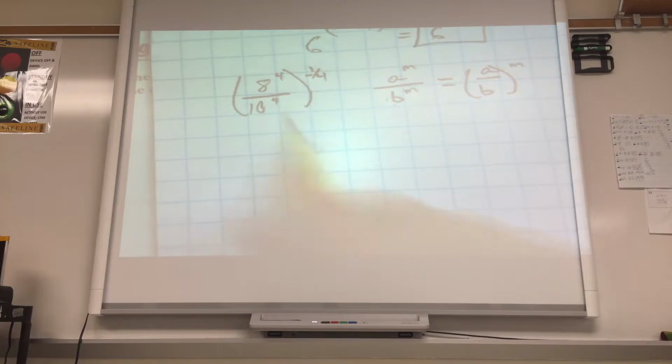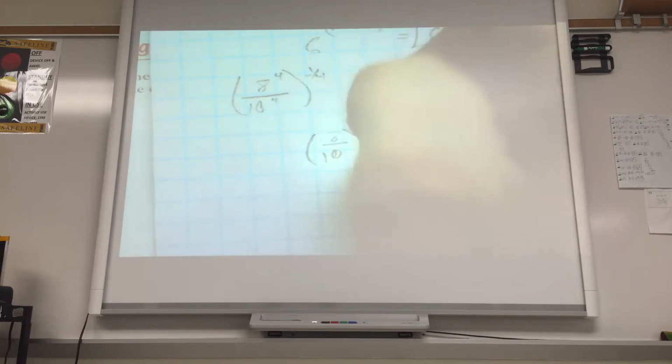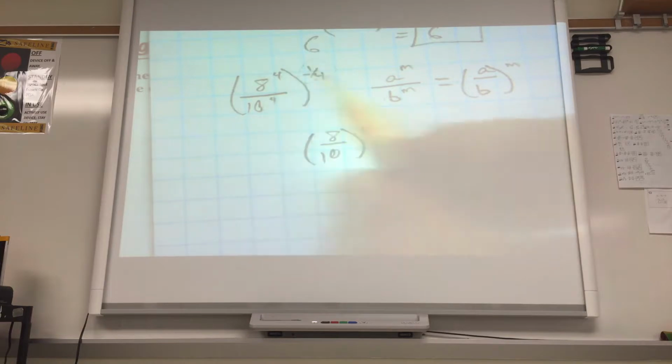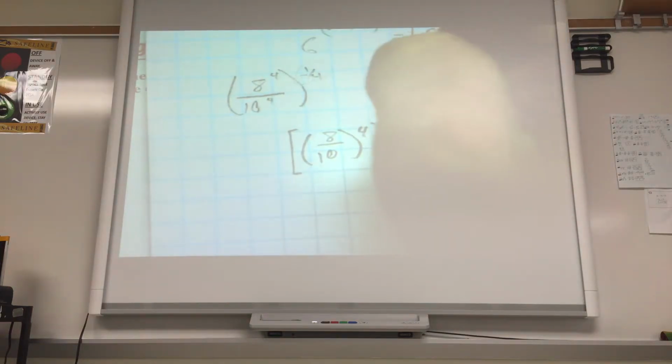So that's what I'm going to do. I'm going to write this as 8 divided by 10 to the 4th power. 8 divided by 10 to the 4th power. And now don't forget that I have this little negative 1/4 on the outside. So I still have all of that to the negative 1/4.